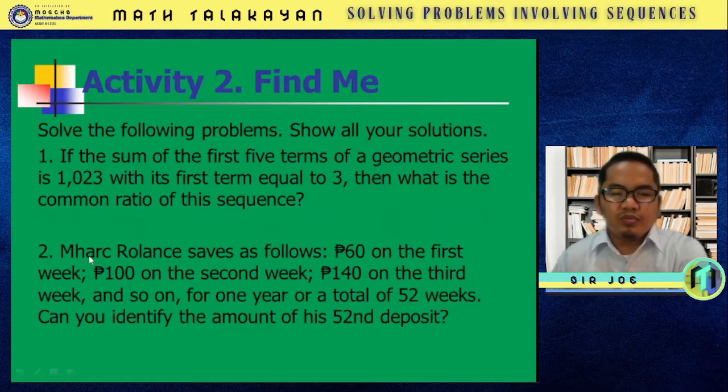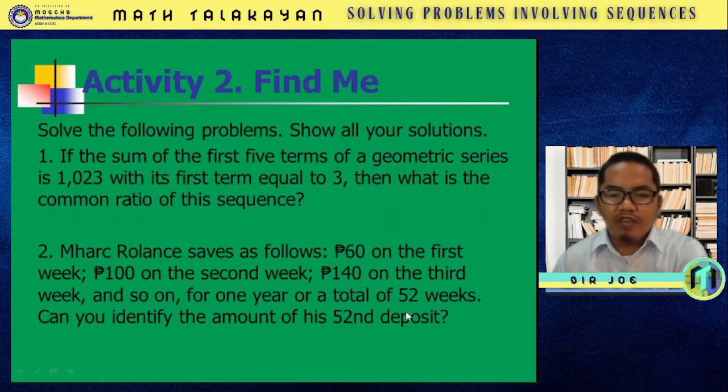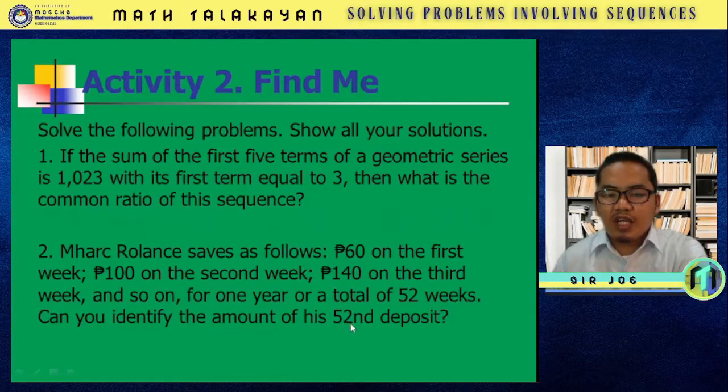Question number 2. Mark Roland saves as follows: 60 pesos on the first week, 100 pesos on the second week, 140 on the third week, and so on, for 1 year, or a total of 52 weeks. Can you identify the amount of his 52nd deposit?